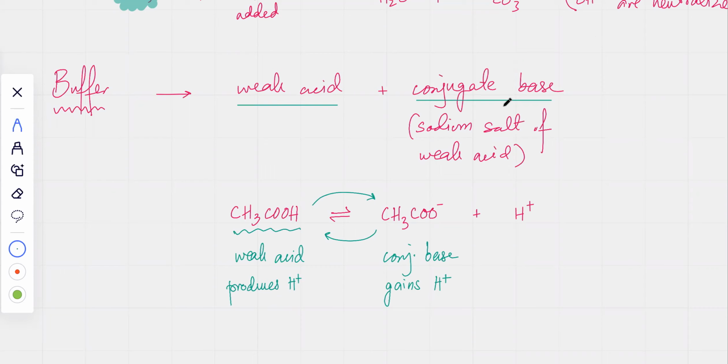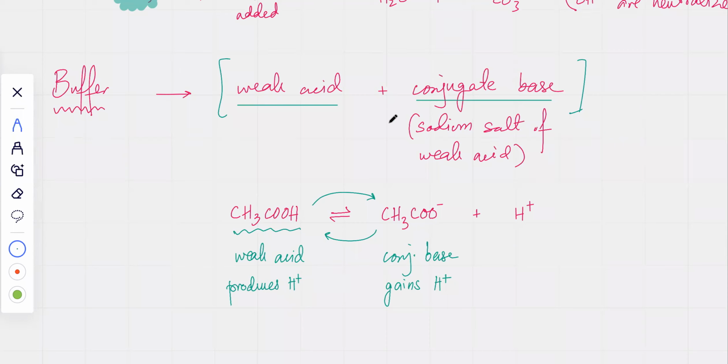Yes. Sir, you have written buffer equals weak acid plus a conjugate base. I mean, buffer forms from both of them? Hamid, it's formed when there are two things present. One is the weak acid, and the other one is the conjugate base of the same weak acid. Is this clear? So both of them combine to form a buffer solution.